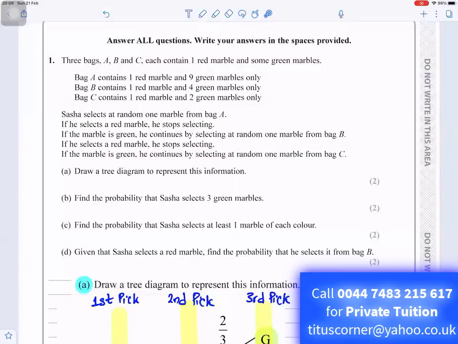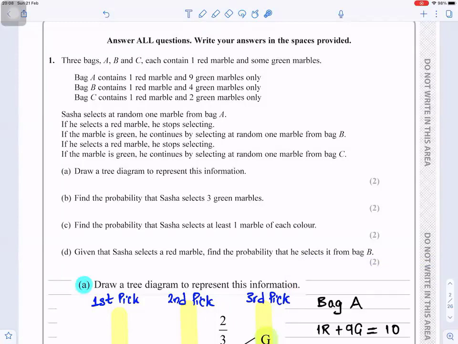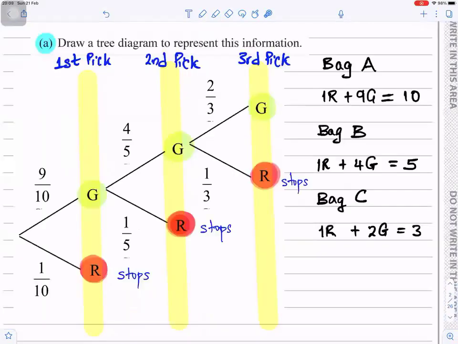Question number 1. 3 bags A, B, and C each contain 1 red marble and some green marbles. Part A says draw a tree diagram to represent this information. To draw the tree diagram, you have 2 branches. The probability of getting a green is 9/10, and the probability of getting a red is 1/10. So if you pick a red the first time, you stop.